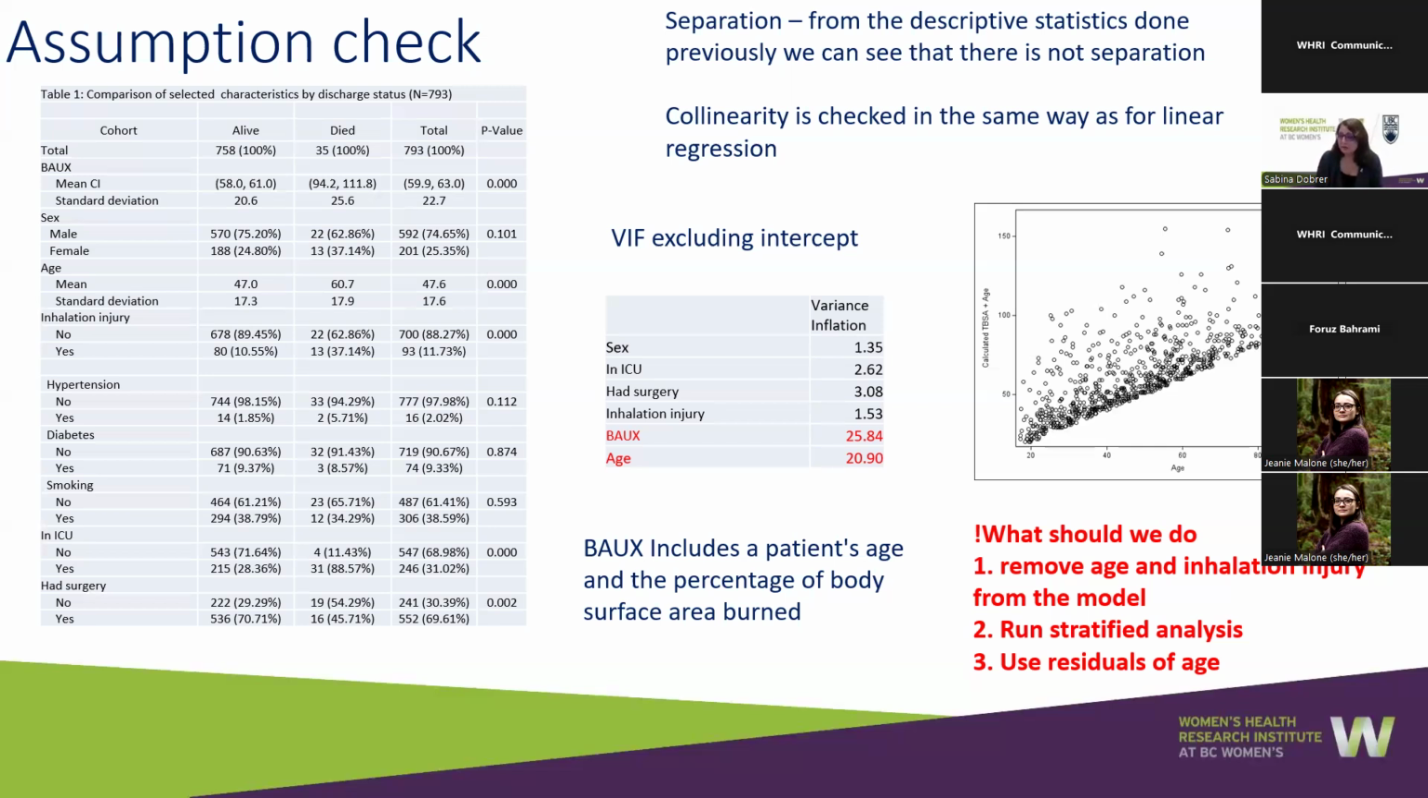We can run stratified analysis, for example, by inhalation injury and sex, to see if separating them into groups changes something. Maybe in one group it's very different from the other. And we also need to check what's going on between Bow's index and age.